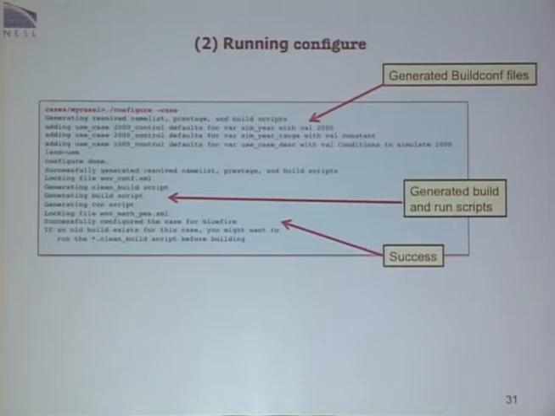Here's the output of it. There are basically 3 sections. First, it generates files in a build-conf directory in preparation for building the model. Then it creates the scripts that are going to be used to build and run the model. And then it tells you that everything worked okay.